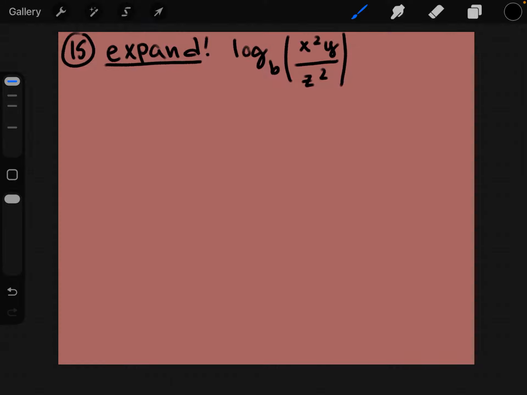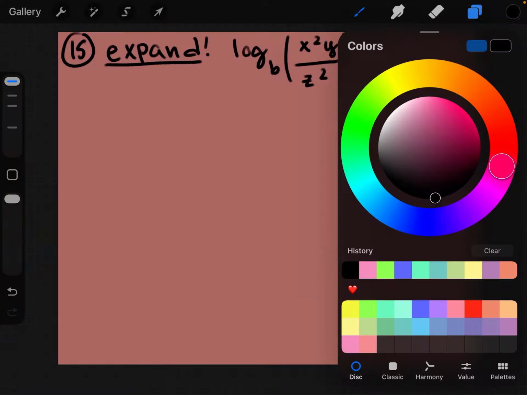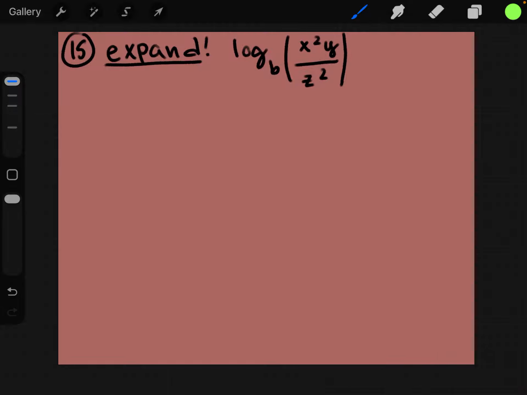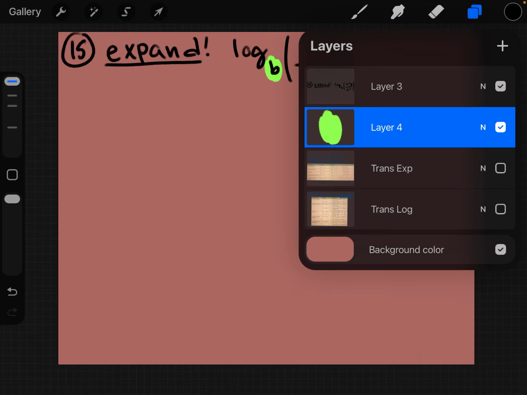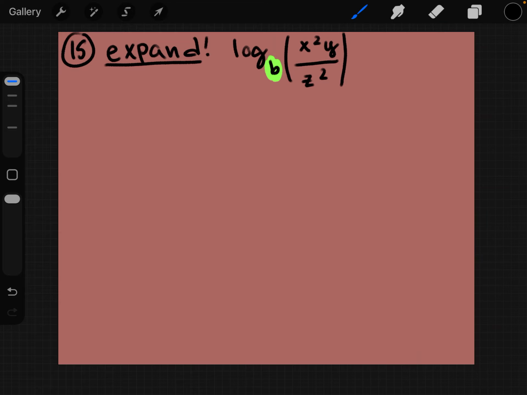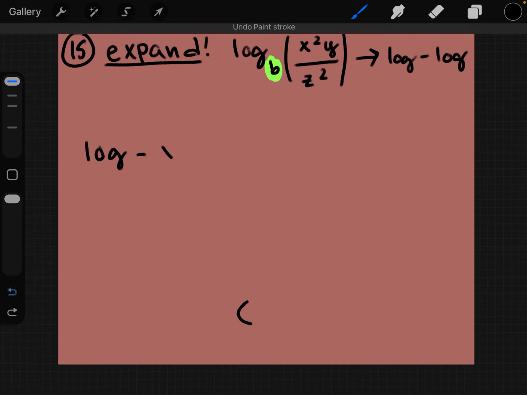Okay. Alright, really important thing to not forget with these questions: don't forget to write your base. You will get the question wrong if you forget your base in any spot. I'll tell you what I mean as we go through. So we know that this is technically a log minus a log. So let's just separate them out first.